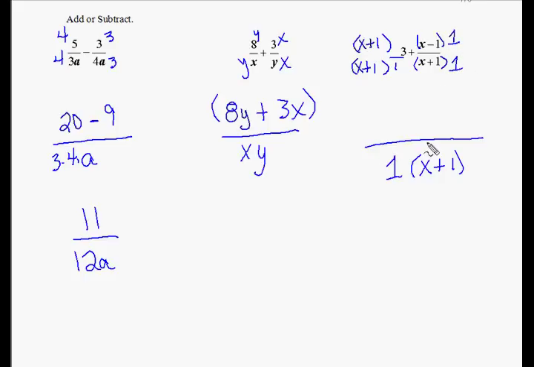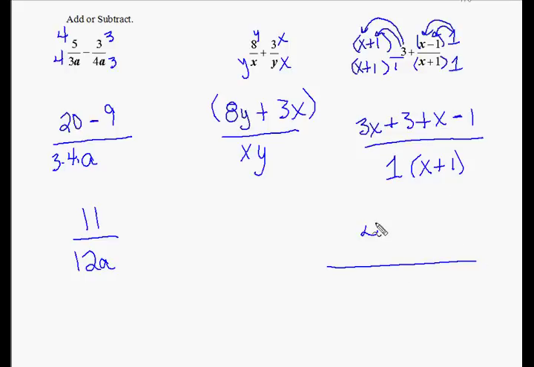Now on this line, it's best not to just copy down what you already have written, but actually multiply it out. Using the distributive property, we get 3x, and 3 times 1 is 3. There's a plus sign here, so we're going to add, and multiplying 1 times x, you get x, and 1 times negative 1 is negative 1. Now combine like terms. 3x plus x is 4x, and positive 3 subtract 1 is positive 2 divided by x plus 1.